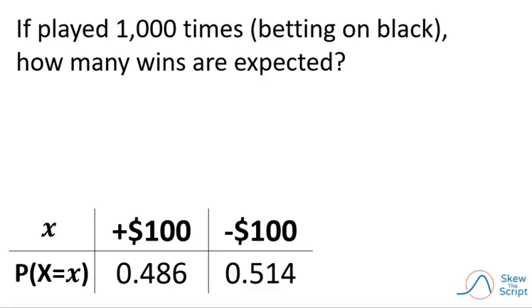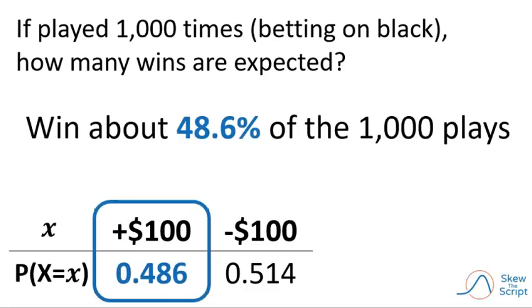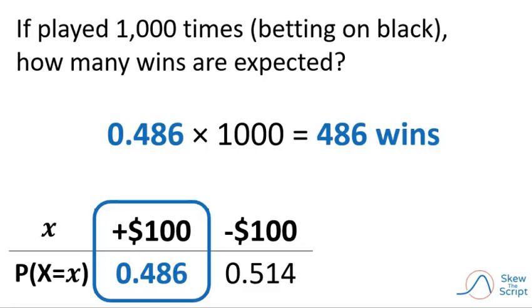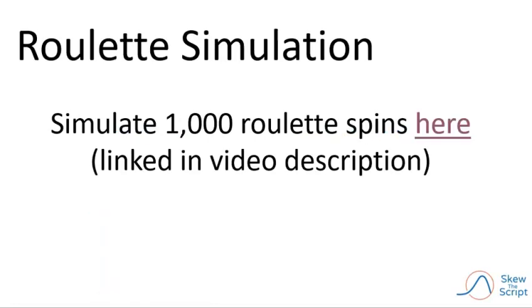Let's start with this thought experiment. If we spun the wheel 1,000 times, betting on black every time, how many wins would we expect? Well, with our probability distribution, we would expect to win 48.6% of the 1,000 times. And if we do 48.6% of 1,000 plays, or 0.486 times 1,000, that gives us 486 expected wins.